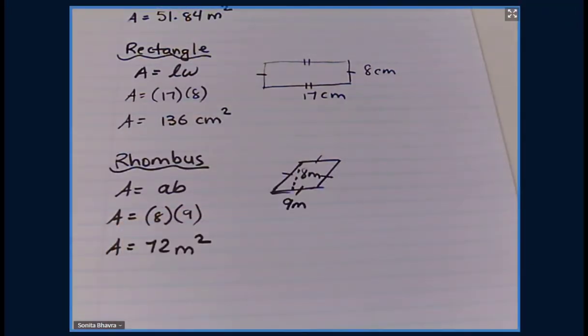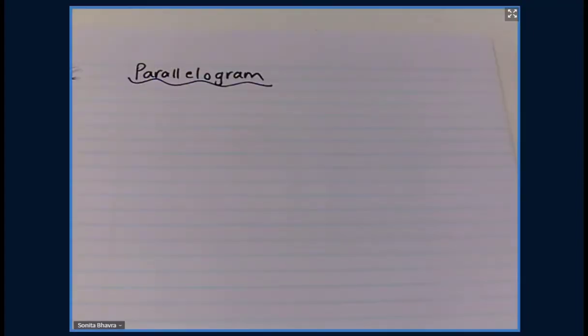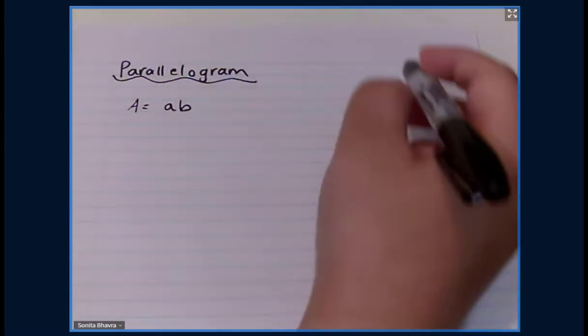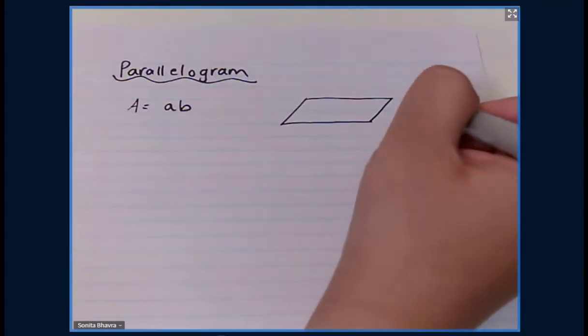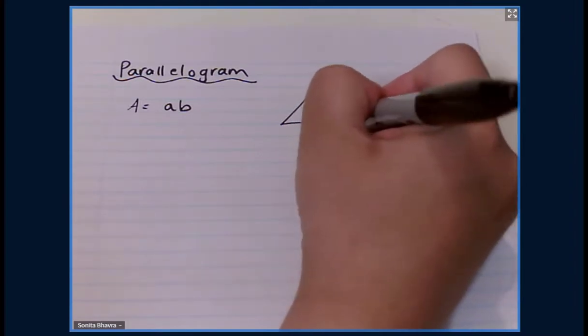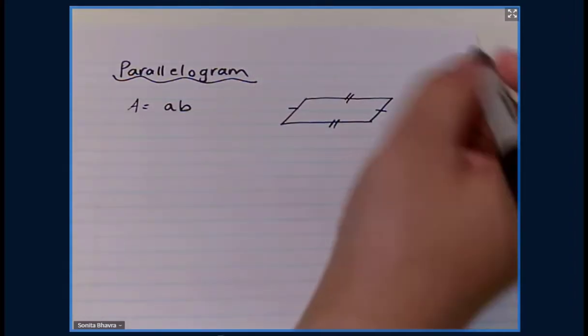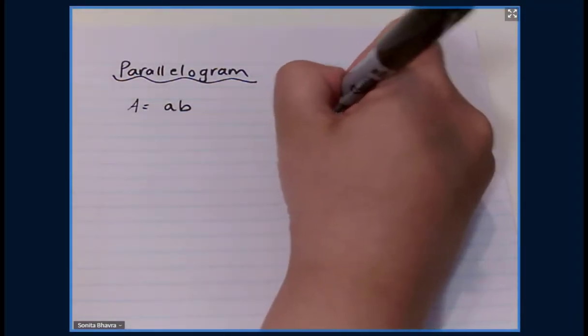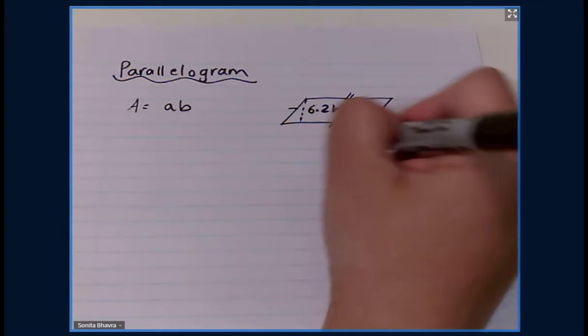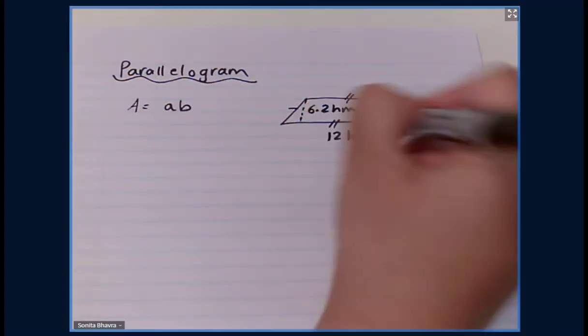All right, after the rhombus, we have the parallelogram. It's like a tilted rectangle. So the area of this is AB, A times B, and so I'm just going to draw a parallelogram. So these two sides are the same, and these two sides would be the same, and then you need to know the height. So in this case, we're given 6.2 hectometers and 12 hectometers.